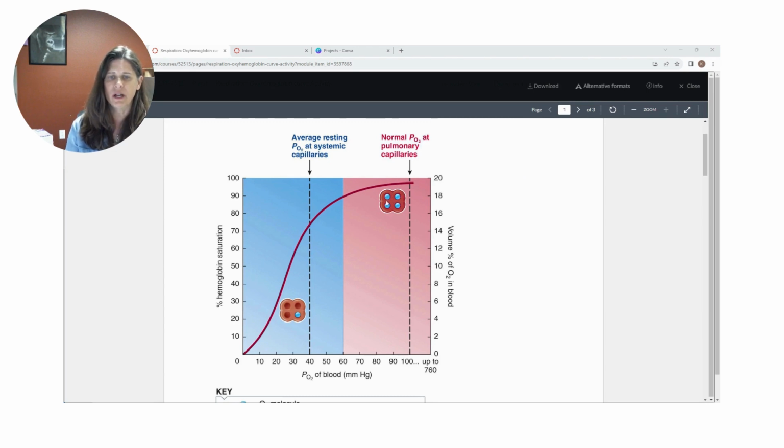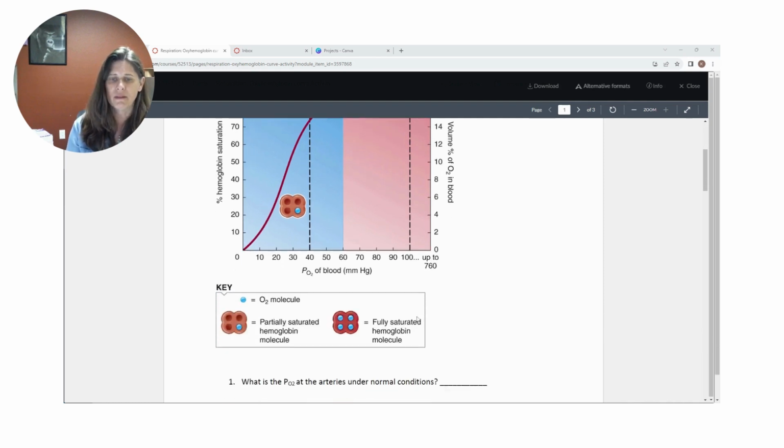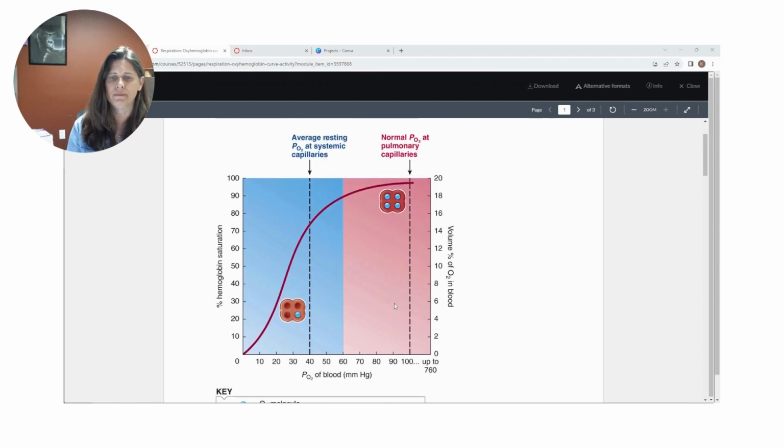This picture also is showing us that this is a fully oxygenated or fully saturated hemoglobin molecule, within the blood cell too. That's what the key is telling us as well.